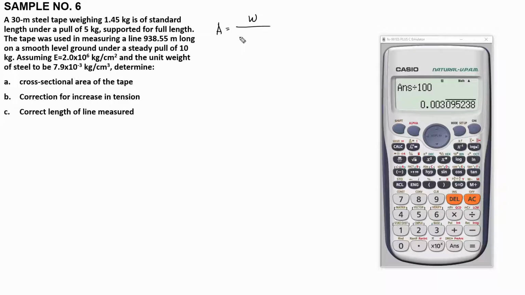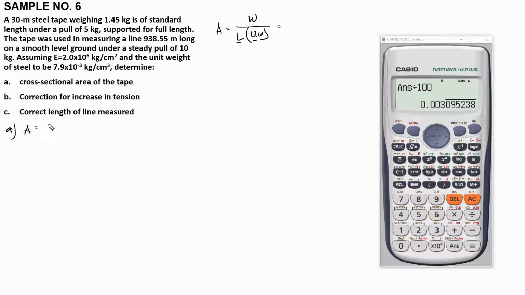So, sabi niya dito is length of the tape. Ano ba yung unit ng multiplied by unit weight? Ano ba bang unit weight? Gamma ba yun? Gamma. Anyways, unit weight. So, i-multiply natin length multiplied by unit weight over yung weight niya para makuha natin yung approximate value ng area. So, sa A, apply lang natin yung equation or formula na yun.